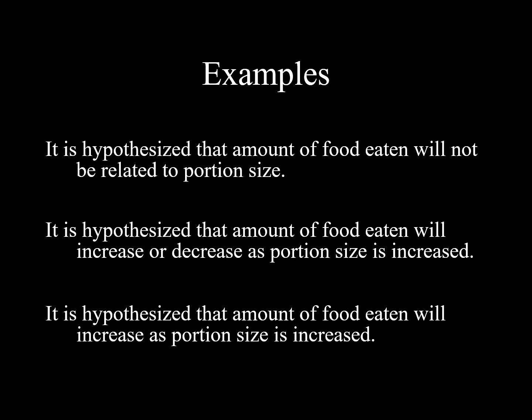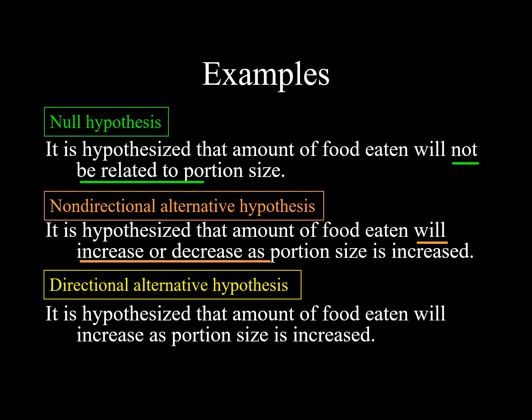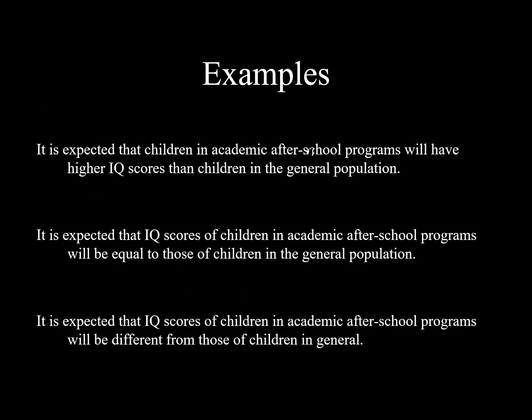So again, let's just walk through some examples and look for the IVs and DVs. It is hypothesized that amount of food eaten will not be related to portion size. So this is a null hypothesis, not related. And we have, it is hypothesized that amount of food will increase or decrease. This is a non-directional or two-tailed hypothesis. And finally, it is hypothesized the amount of food will increase as portion sizes increase. This is a directional or one-tailed alternative hypothesis. So again, not related, will increase or decrease, will increase.